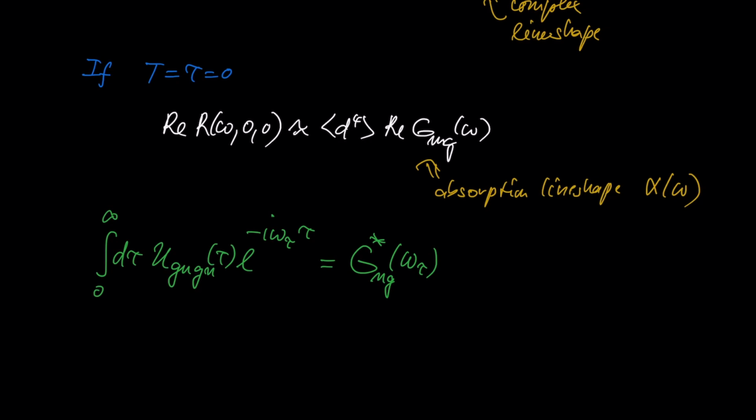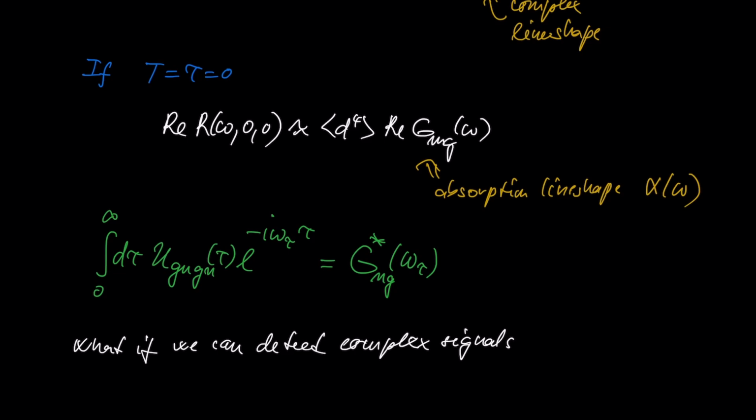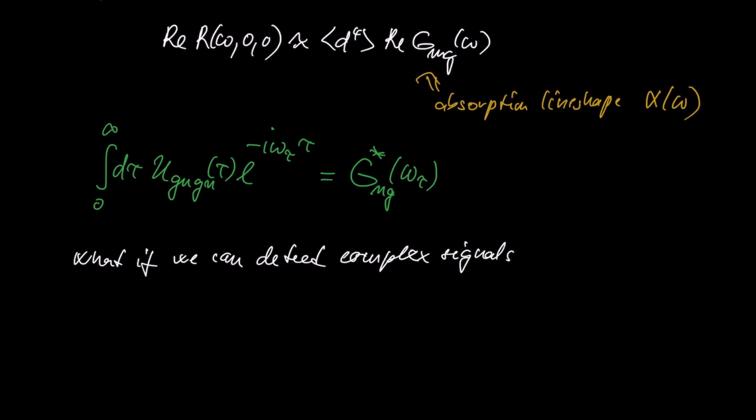Now we can add one more speculation to our sort of speculative development of a possible new spectroscopic method. Can we actually detect complex signals? Well, the speculation is that we can. So what if we can detect complex signals? I mean, clearly the electric field or the intensity that we detect is real, but the question is whether we can detect response functions that are complex in some way, and we will see later that this is possible.